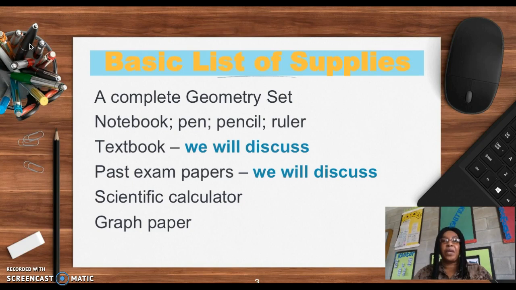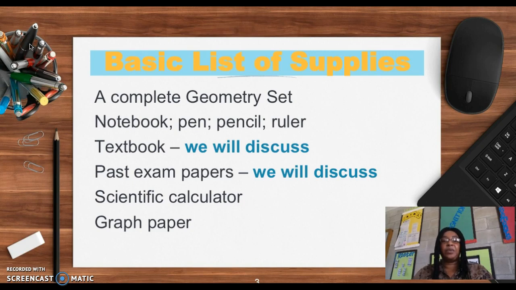Notebook, pen, pencil, ruler, textbook, which will vary, and we will discuss. One of those textbooks is STP Book 1, another is STP Book 2, and we have a few more. But we will further discuss in the event that you do not have your textbook as we speak.